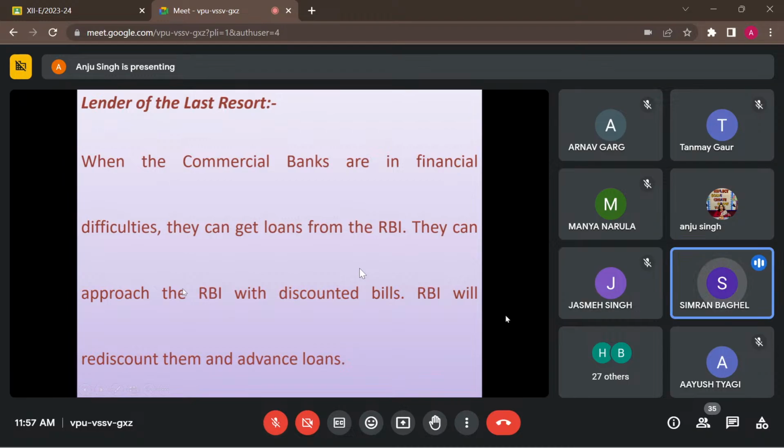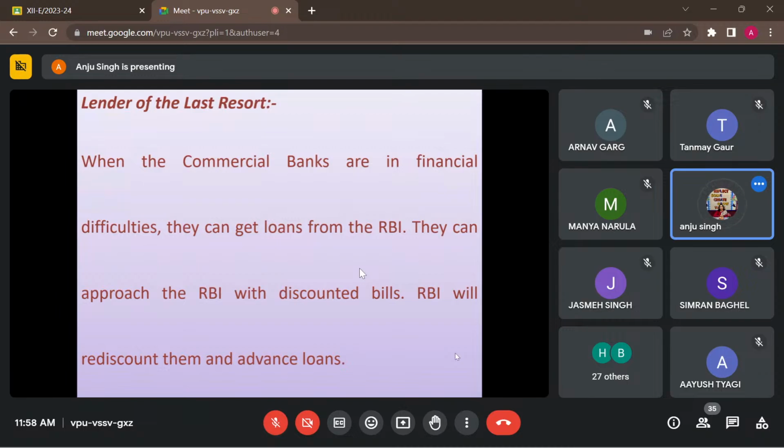When the commercial banks are in financial difficulties, they can get loans from the RBI. They can approach the RBI with discounted bills. RBI will rediscount them and advance loans. So when no other source of income is there with the banks, RBI comes to the rescue of the banks.